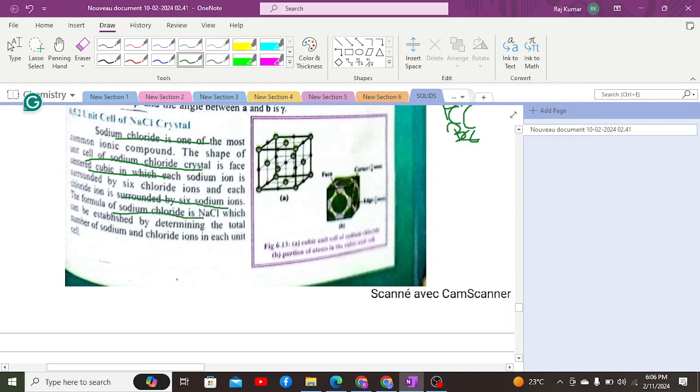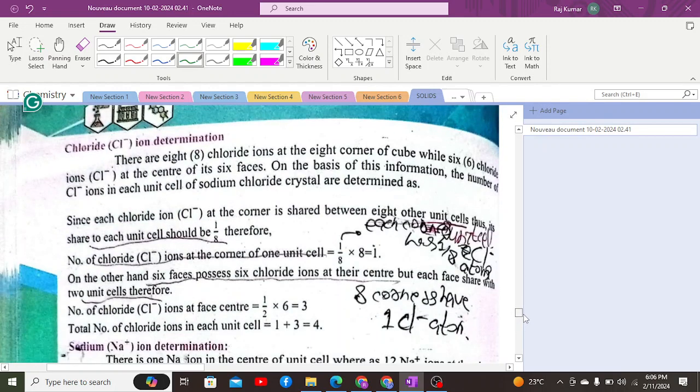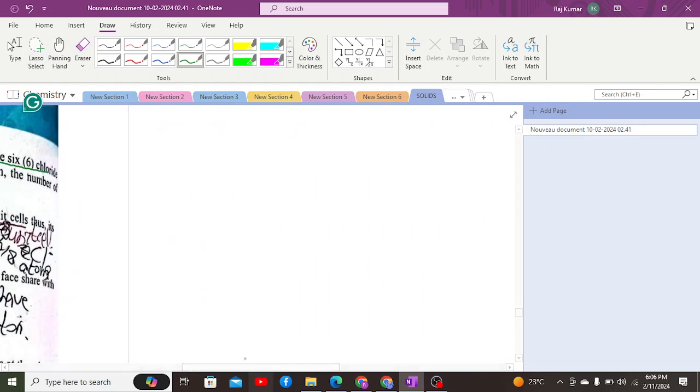The formula of sodium chloride is NaCl, and it can be determined by the total number of sodium and chloride ions in each unit cell. Now, chloride ion determination is in such a manner: there are 8 chloride ions at the 8 corners of the cube, while 6 chloride ions are at the center of the 6 faces. So as there are 8 chloride ions at the 8 corners of the cube, let me just try to draw the structure. Let's suppose this is one cube.